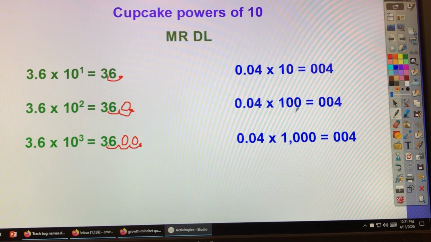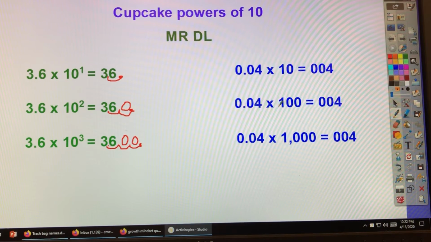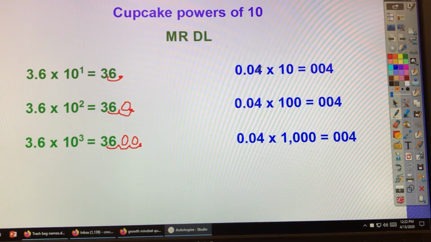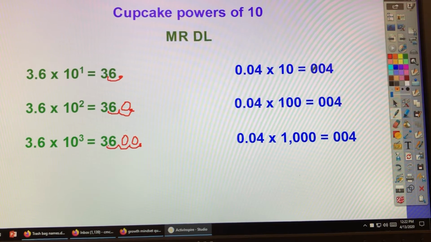Okay, let's move to the right. And this time they do not use exponents. They use the actual whole number. So this is a good way to show you the connection between what 10 to the first power is and 10 to the second power and so on. So we have 4 hundredths times 10. Okay, so let's see here. I'm going to put the decimal points in from where they started, and then we'll move those guys here in a minute.